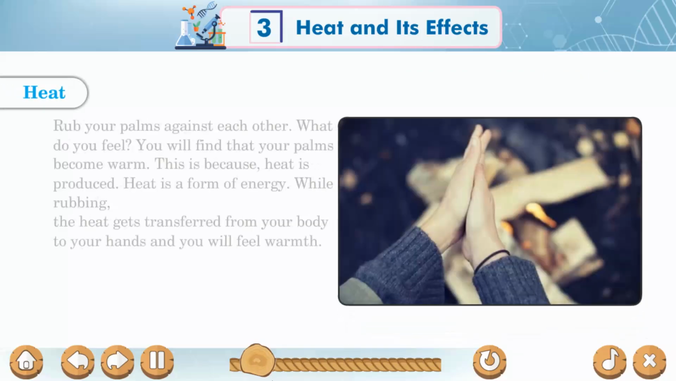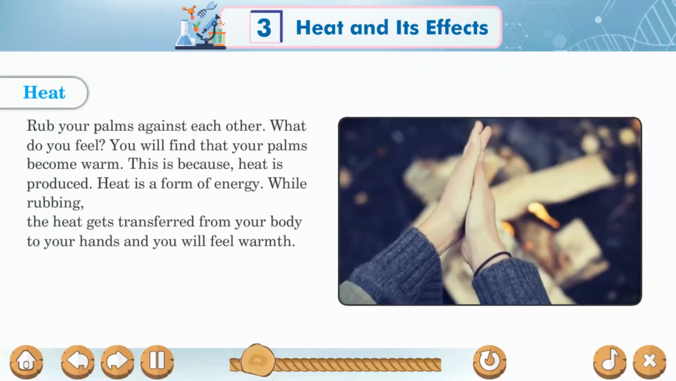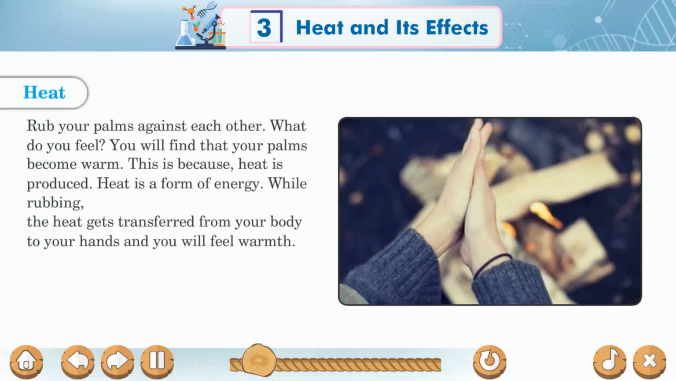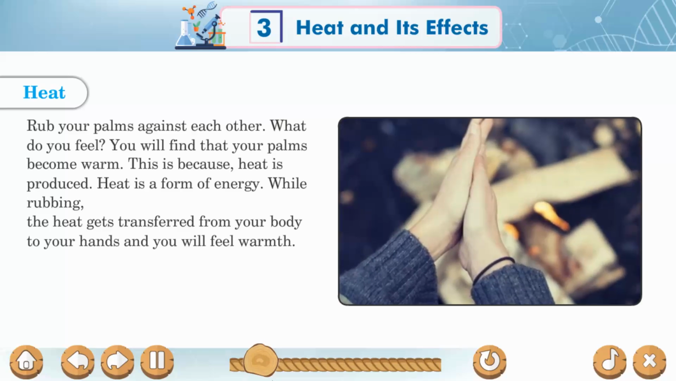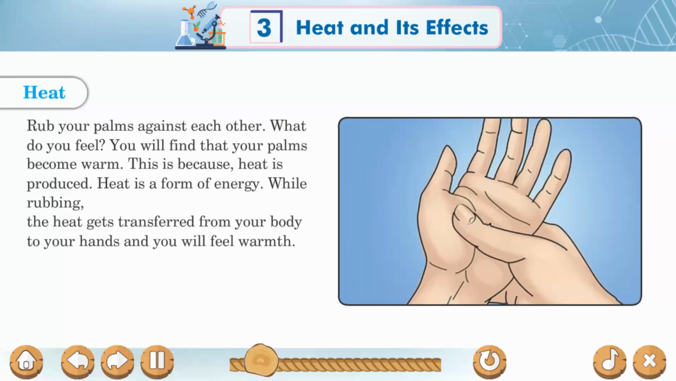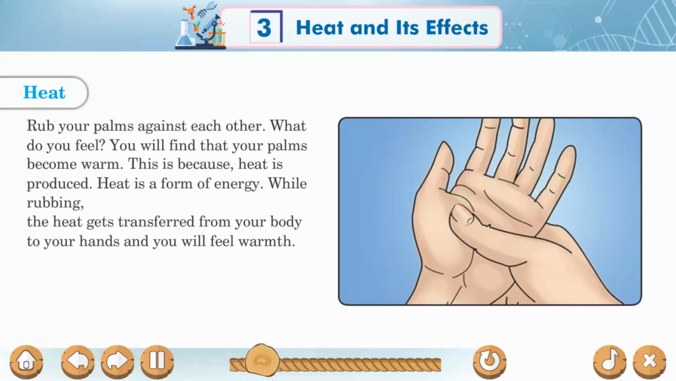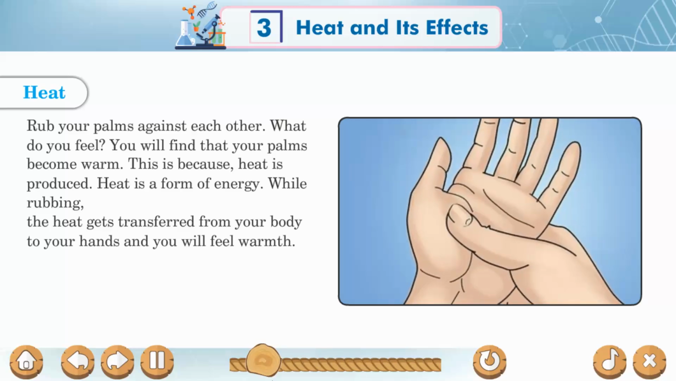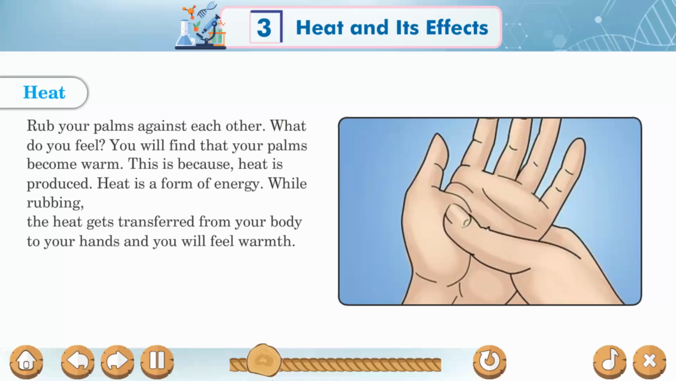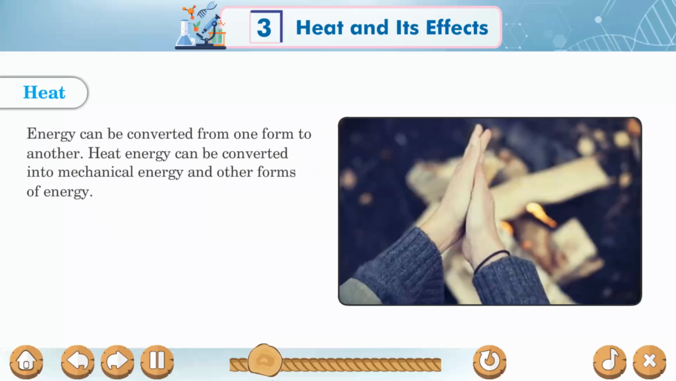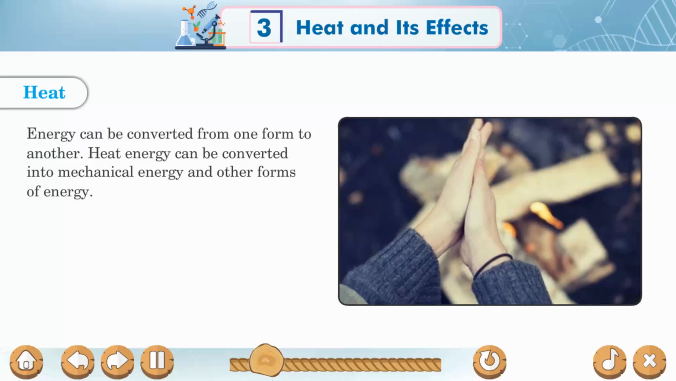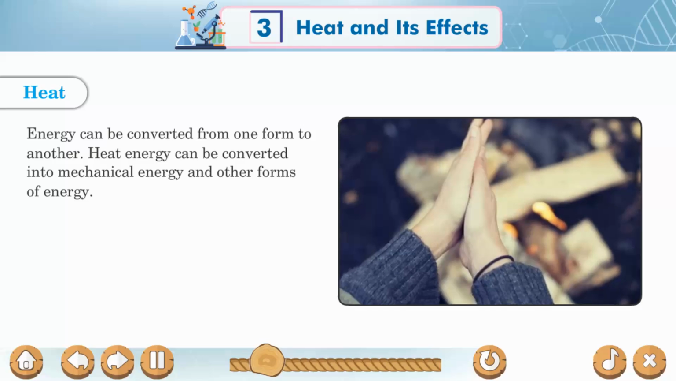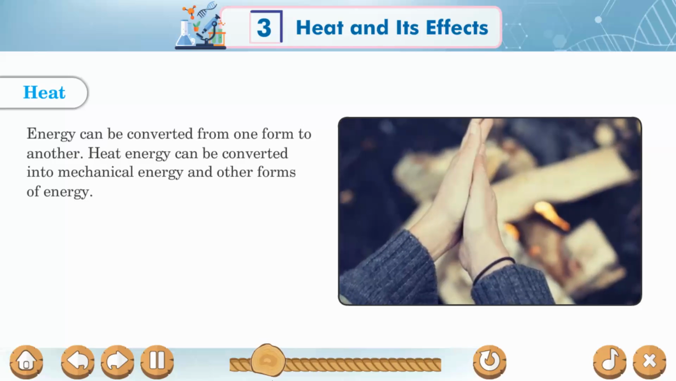Rub your palms against each other. What do you feel? You will find that your palms become warm. This is because heat is produced. Heat is a form of energy. While rubbing, the heat gets transferred from your body to your hands and you will feel warm. Energy can be converted from one form to another. Heat energy can be converted into mechanical energy and other forms of energy.